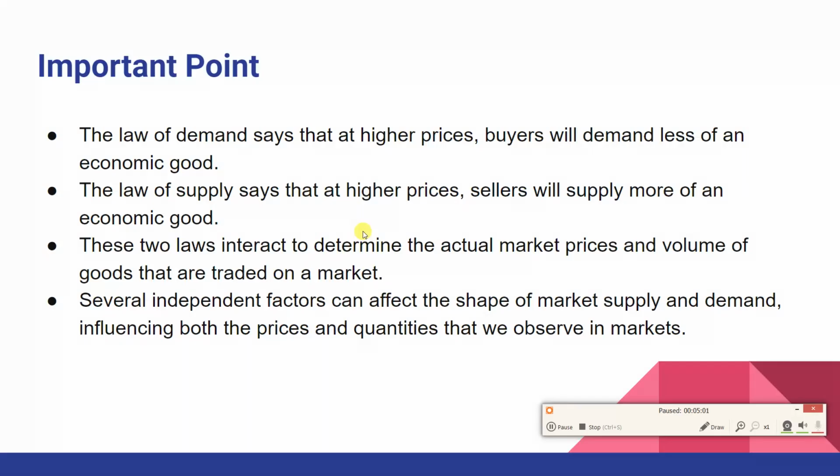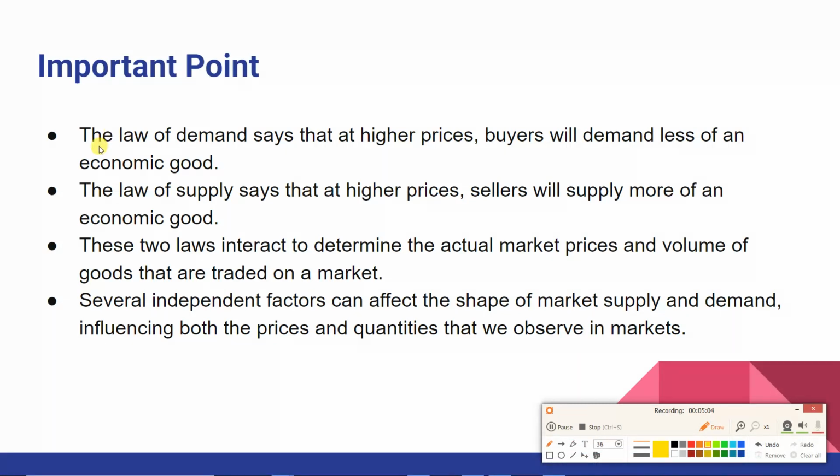Now, these are the important points that you should follow. The law of demand says that at higher prices, buyers will demand less of an economic good. Why? Because the price is too much, so they will demand less. But the law of supply says that at higher prices, sellers will supply more of an economic good, and when they do, buyers will have access to it. These two laws interact to determine the actual market prices and volume of goods that are traded on a market.